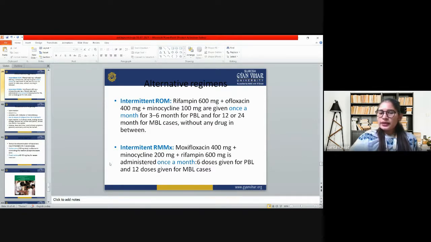Now, the intermittent RMM therapy includes moxifloxacin 400 mg plus minocycline 200 mg. Rifampicin 600 mg is administered once a month. Six doses are given for paucibacillary leprosy and 12 doses for multibacillary leprosy cases.